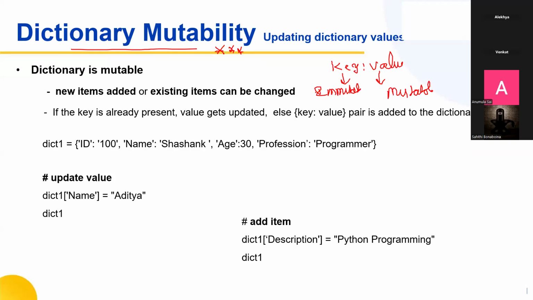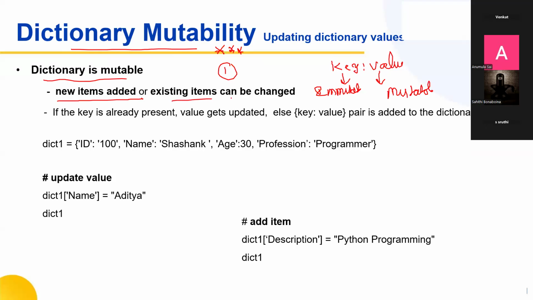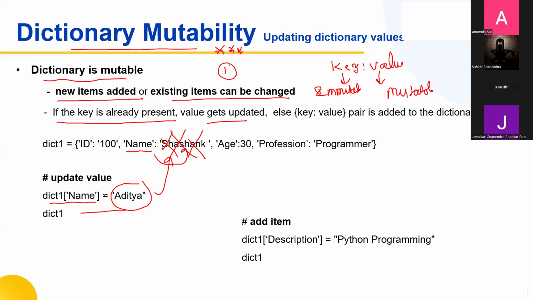Now let me discuss how mutability has to be implemented. There are three cases. The first case is when new items are added or existing items are changed. What is the meaning of that? If the key is already present, the value will get updated. See here. Earlier I had taken name as Shashank. Now I wanted to update Shashank with Aditya. How am I doing it? dictionary one of name. Now Shashank will be updated with Aditya. This is called changing the value.